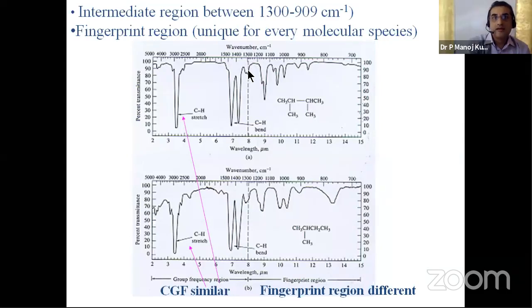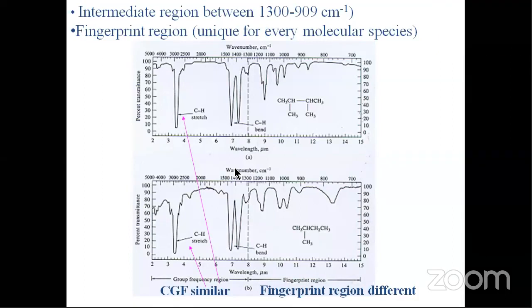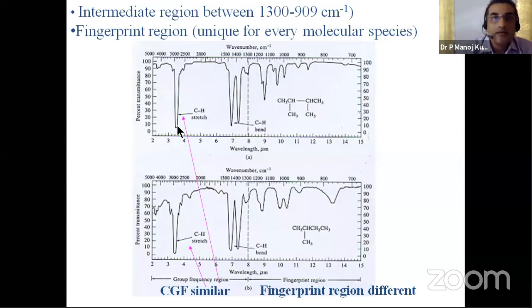if I take that portion, it is looking the same here. So here you can see that this particular region, the region between 1300 to 4000, in both the cases, it is nearly the same spectrum you are getting. But if you see the region between 650 to 900 centimeter inverse, in both the cases, it is really different. So this fingerprint region is unique for every molecular species.